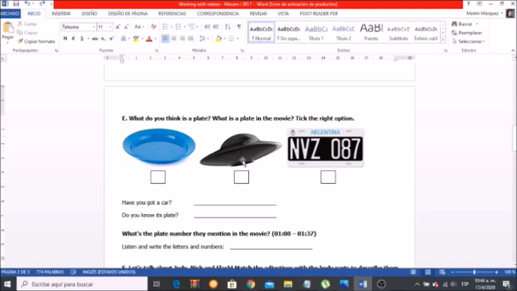En español nosotros decimos un plato volador, pero en inglés no decimos a flying plate. Decimos a flying saucer. No usamos la palabrita plate. So, this is not a plate. And what about the last picture? What is this? What is the meaning of this?